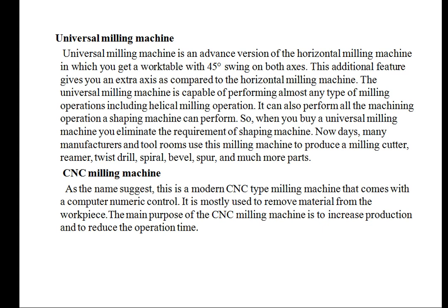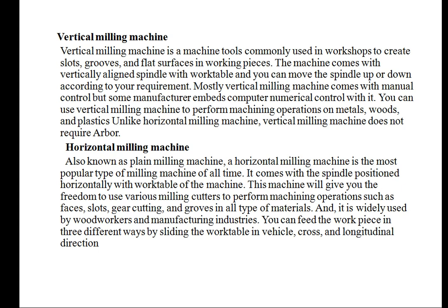So the milling machine is very important. Milling cutters, reamers, twist drills, spiral, bevel, spur gears, and many more parts can be produced when we use a milling machine. If it's a CNC milling machine, it is a computer numerical control machine. It removes material from the workpiece, and compared to the universal milling machine, if you use a CNC milling machine, you will be able to get a very good output.